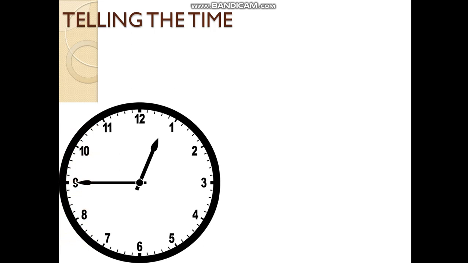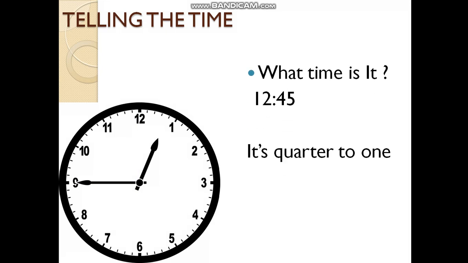Now see another example. I have already discussed this. You can see this part is quarter. So we will say it's quarter to 1. In simple terms we will say 12:45, but in English we will say it's quarter to 1. I think you understood this thing. It's quarter to 1. It means a quarter part is remaining for 1 o'clock.